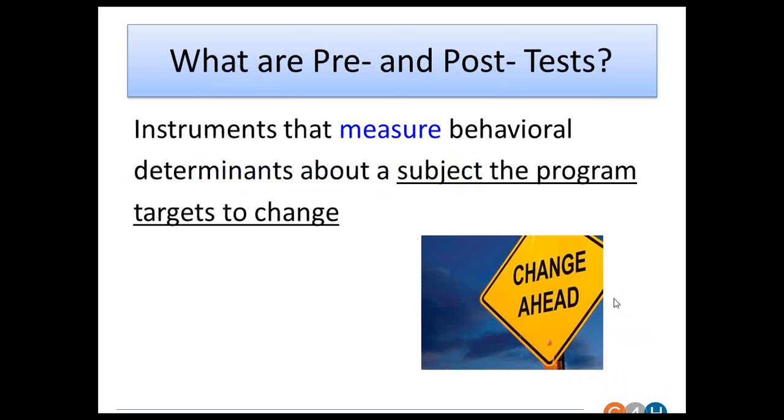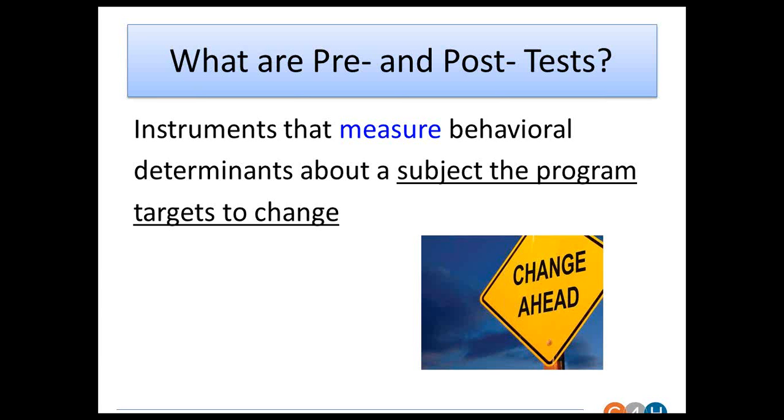So what are pre and post tests? As you may have suspected from the word test, they are instruments used to measure a person's level of knowledge and skill as well as attitudes and beliefs about the program's subject matter both before and after participants participate in a program. So knowledge, skill, attitude, and belief are also known as behavioral determinants. This is because they are factors which determine or influence behavior. The subject matter we care about here is the one that your program is targeting to change. For example, if you have a weight loss program that's targeting to change weight, or you have an HIV prevention program that's targeting to change HIV knowledge, et cetera, et cetera.